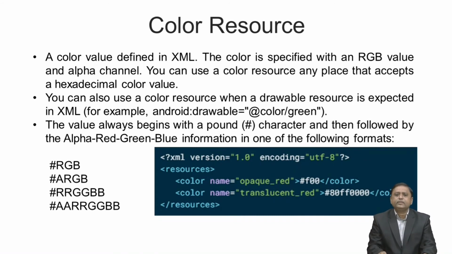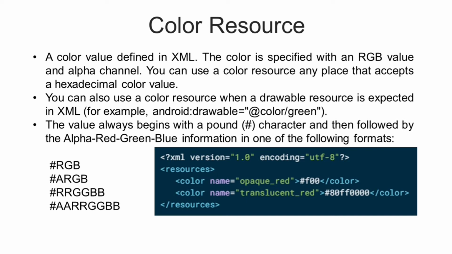So on screen you can see one example. Here inside a resource we define 2 colors. The first color name is opaque red and it is specified in the first format shown on the screen, in RGB. So here it has a pound sign with F00. F means highest red. We know that hexadecimal digits are from 0 to 9 and then A, B, C, D, E and F. So F denotes the highest value and 0 denotes the lowest value.